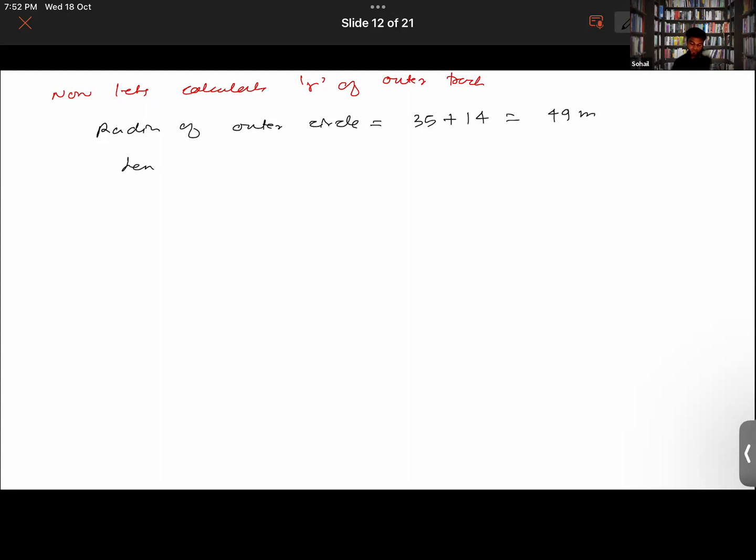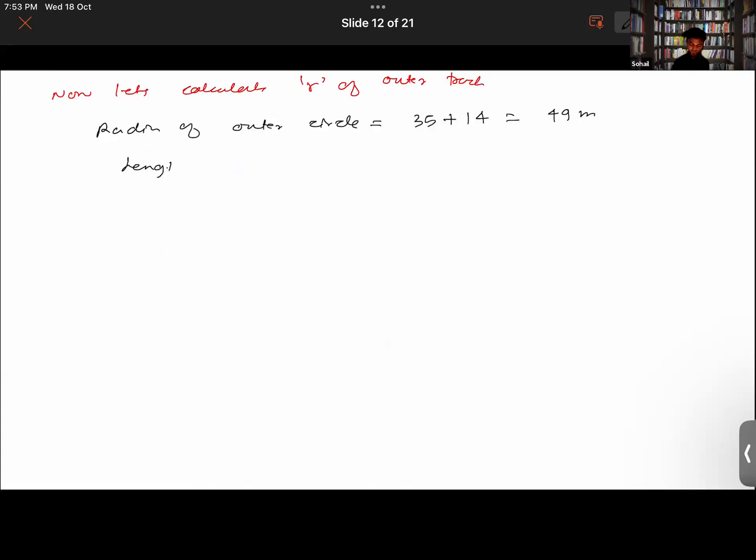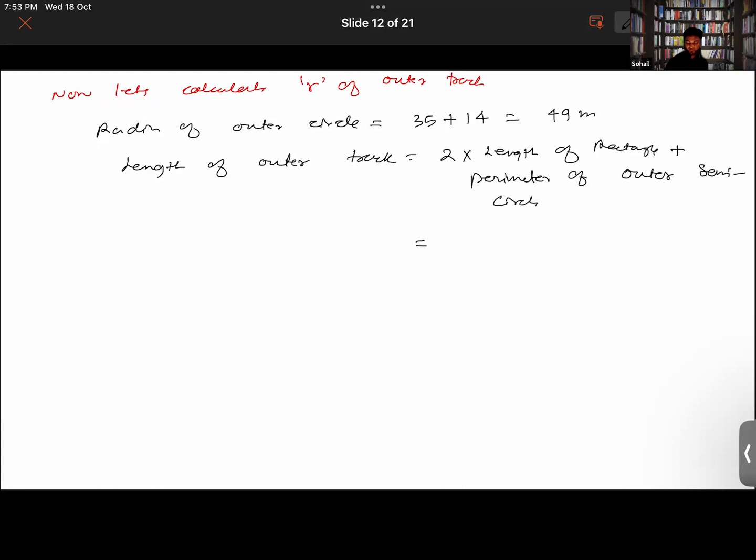And we need to find the length of the outer track also. What is the length of this outer track? The length is unknown, exactly. So the length of the outer track will be 2 times the length of the rectangle plus the perimeter of the outer semicircles, 2 pi r. So that will be 2 times the length of the rectangle.